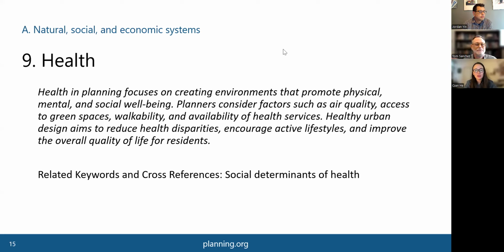It's important to note that healthy urban design aims to reduce health disparities through intentional planning and design, encourage active lifestyles, and improve the overall quality of life for residents. And I think it's become increasingly important that health is an outcome of planning goals through the practice of urban planners. So I will definitely pay more attention to this topic in the exam prep.